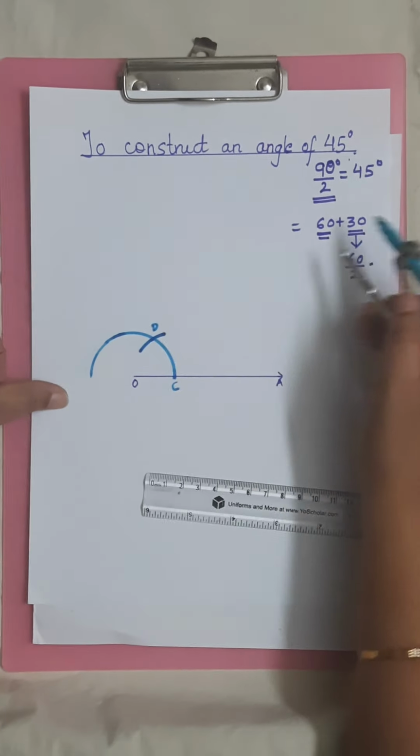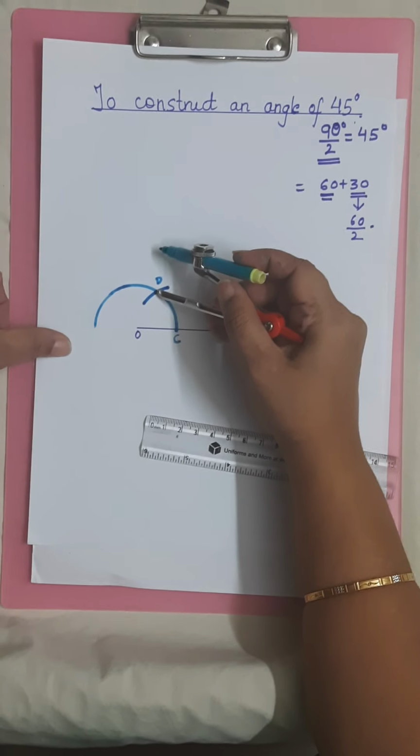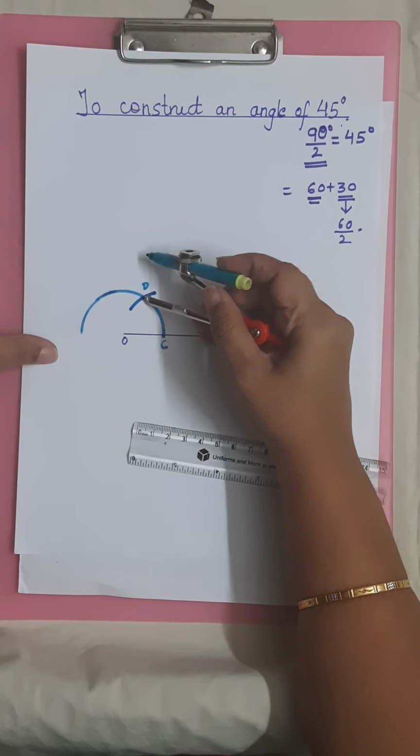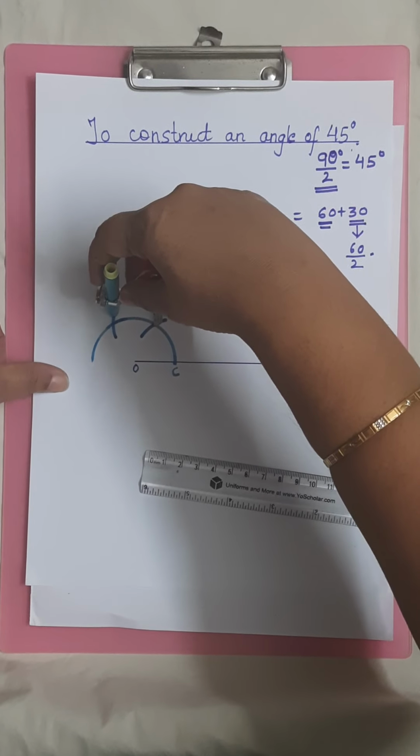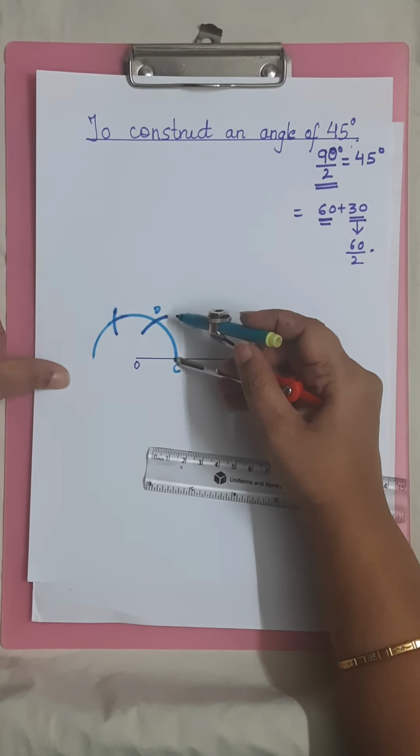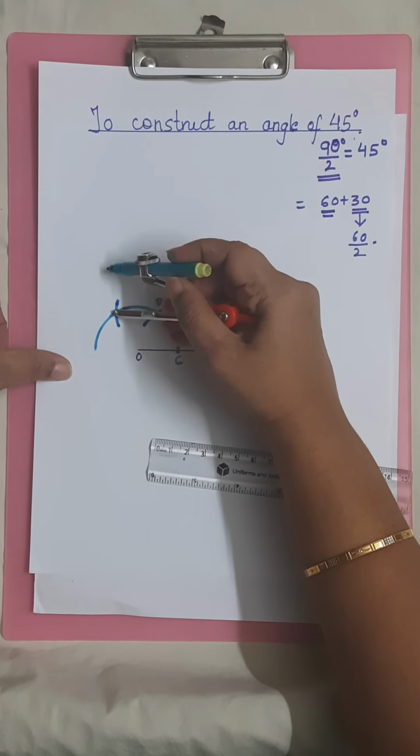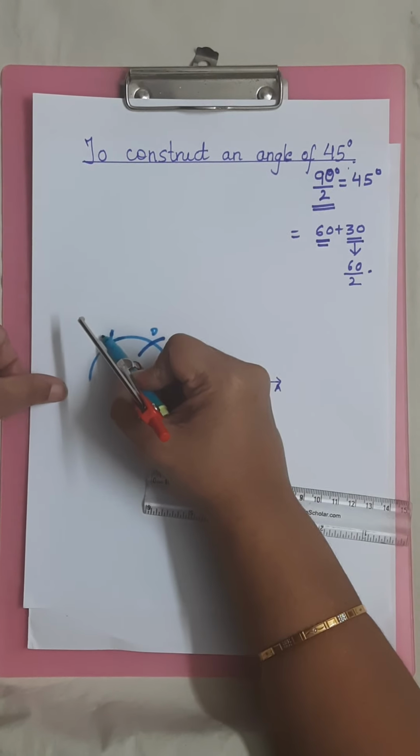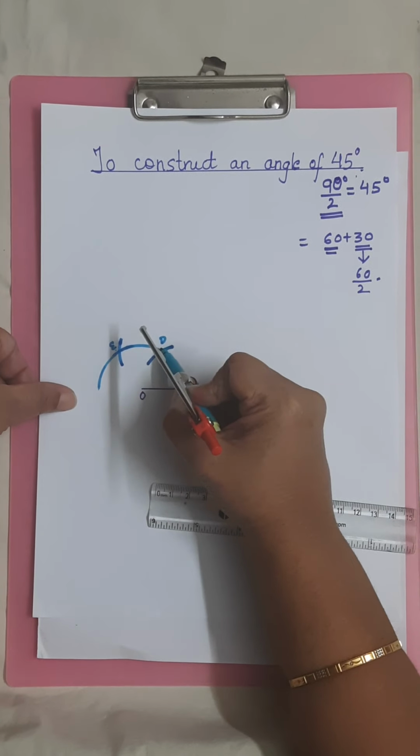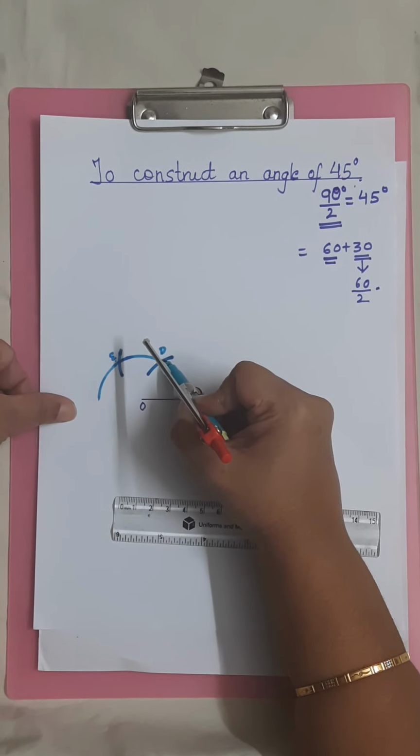Now I need another 60 to make 30. From D point, from this point, I will cut another arc with the same radius which I had used previously. So this is 60 plus 60. Now this much is 60. Let me name it as E. DE is 60. So I will bisect DE to give me 30 degree.